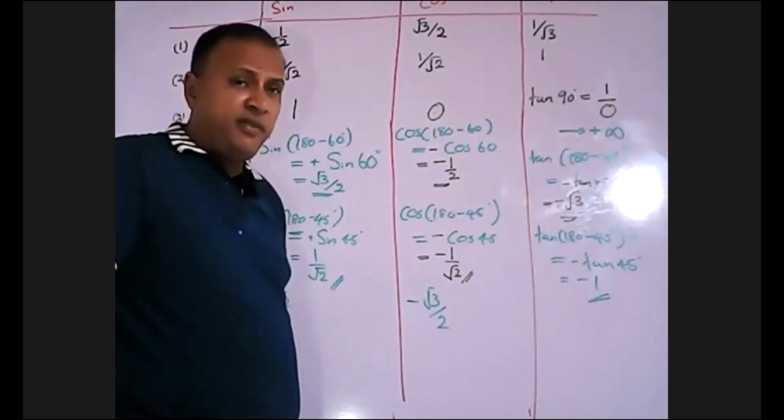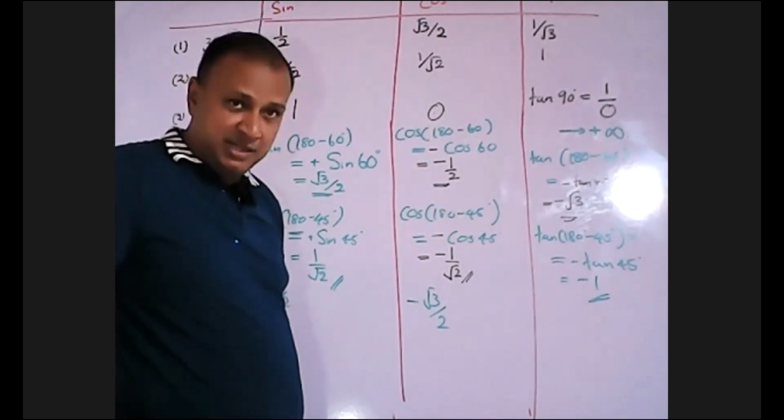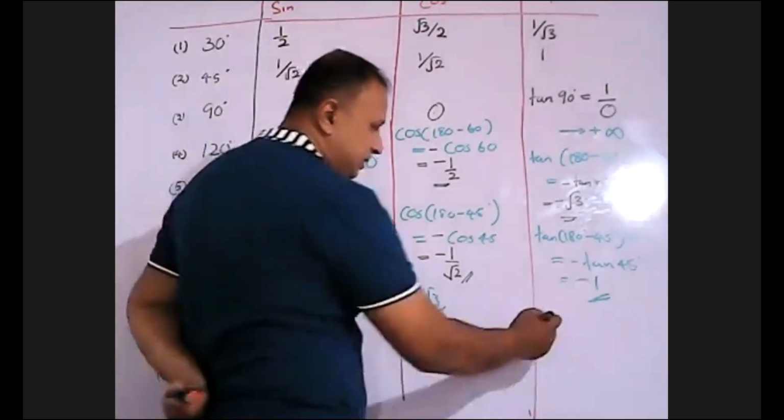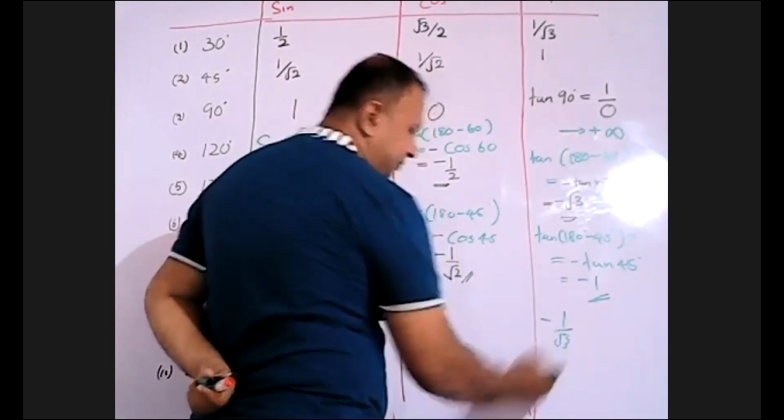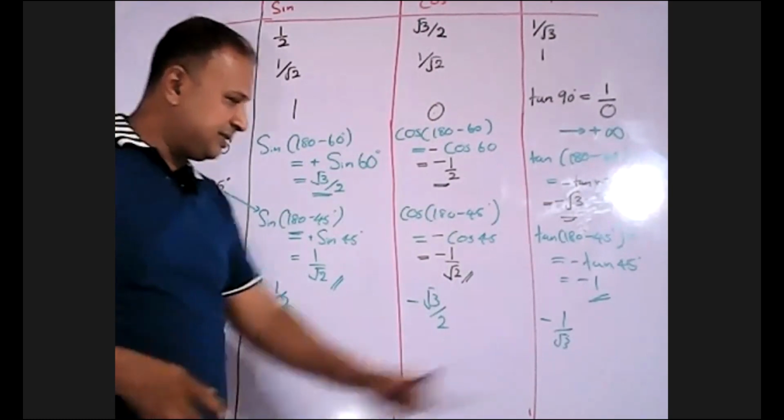Tan 150 is equal to minus tan 30. Minus tan 30 means minus 1 over root 3. Those are the answers.